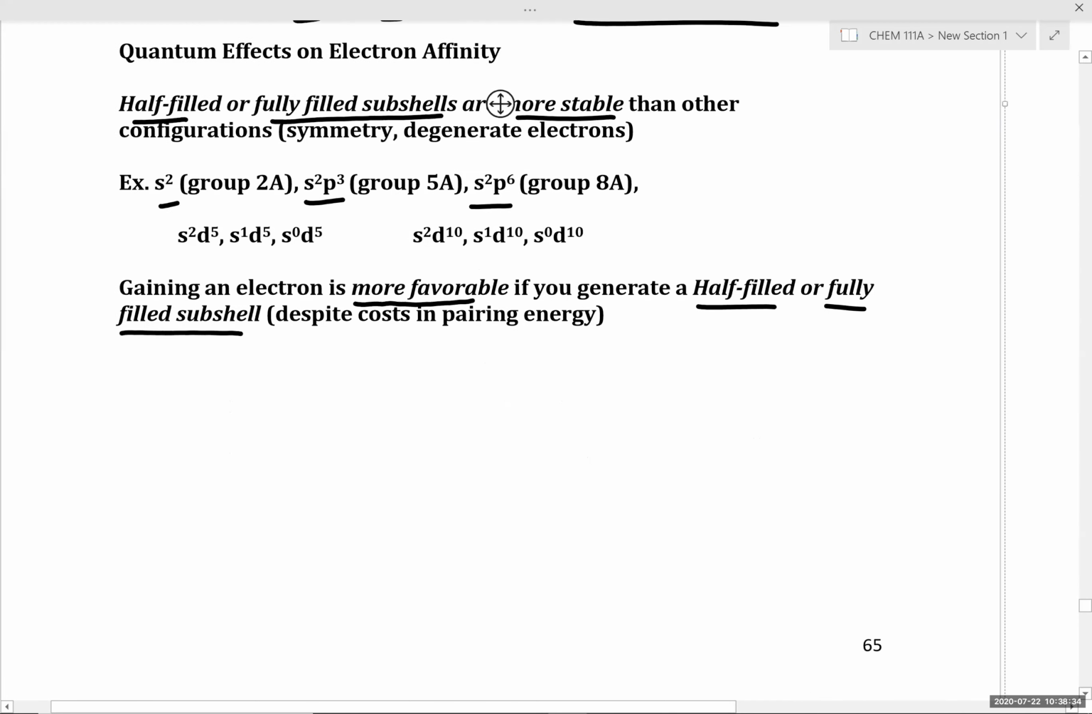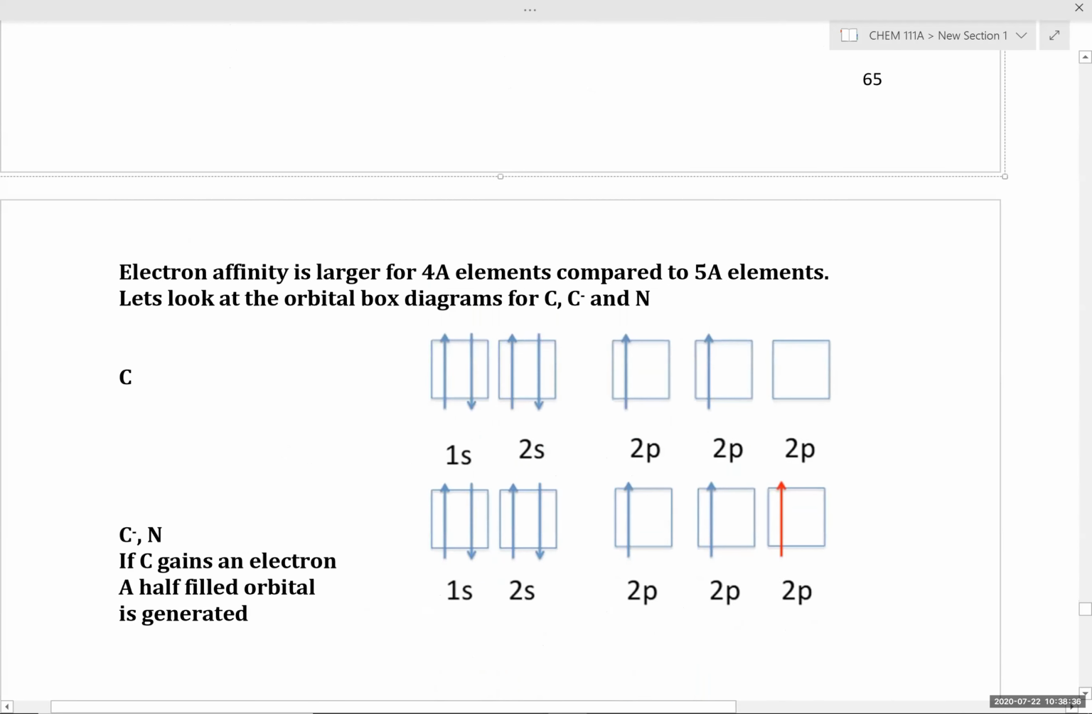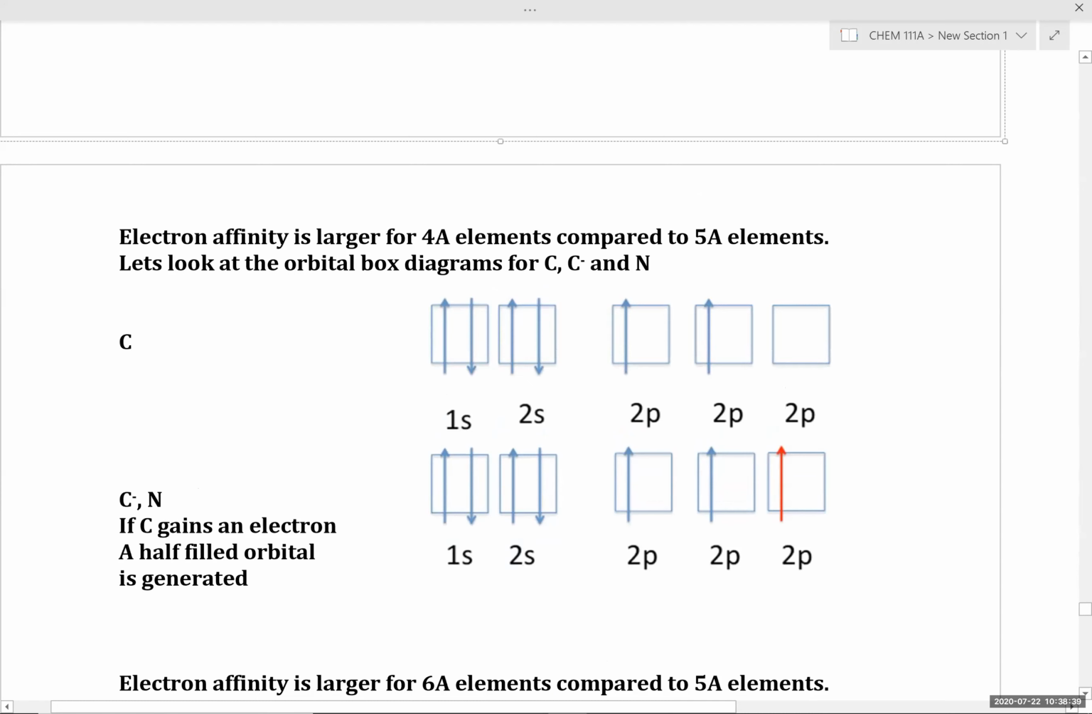Okay. Well, if we think about the difference between a 4A and a 5A element, when carbon, which is a 4A element, attempts to gain an electron, so this is the electron affinity process for carbon, that electron is going into an empty orbital and a half-filled orbital is generated. So this is a relatively favorable process.